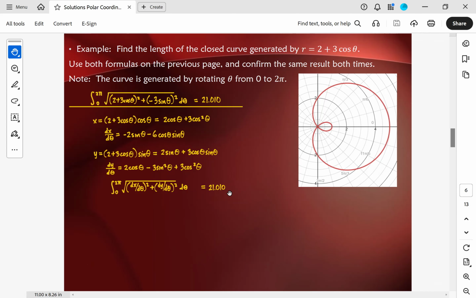That's the end of this video. There will be a part two that gets into the fun stuff where we start finding area within curves like this.